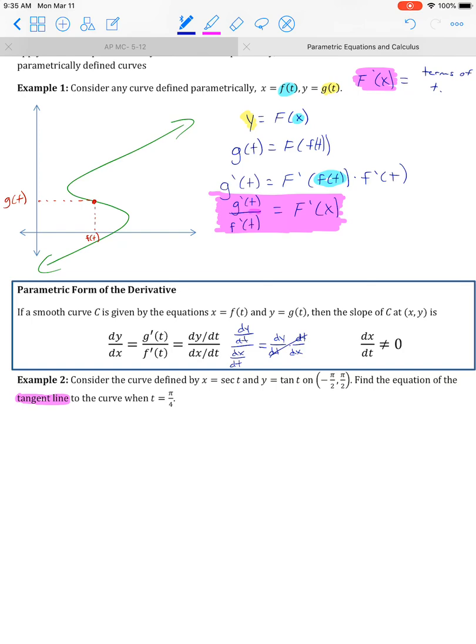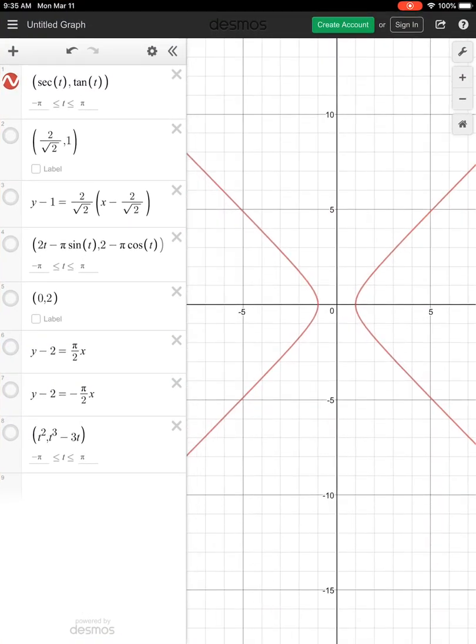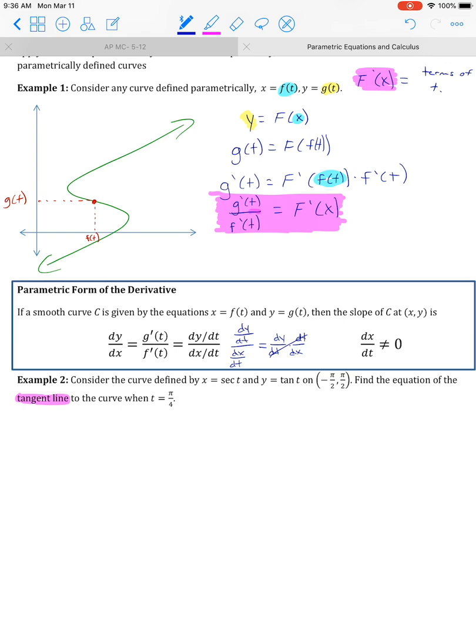So they gave us a function, x equals secant t, y equals tangent t, on an interval for time. Find the equation of the tangent line at pi over 4. So here's the graph of this function. At the moment, all we have is time equals pi over 4. So if I just said, hey, point to where it's pi over 4, we don't know that. There's not a t-axis on this coordinate plane. So the first thing we have to do is figure out the actual point at time equals pi over 4. So we just take my x equation, which is secant of pi over 4, and we take my y equation, which is tangent of pi over 4.